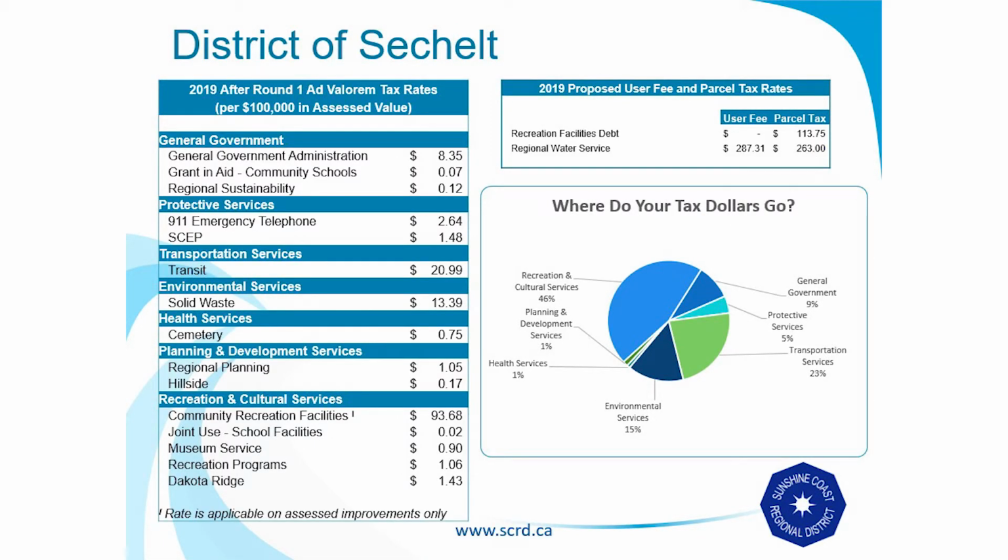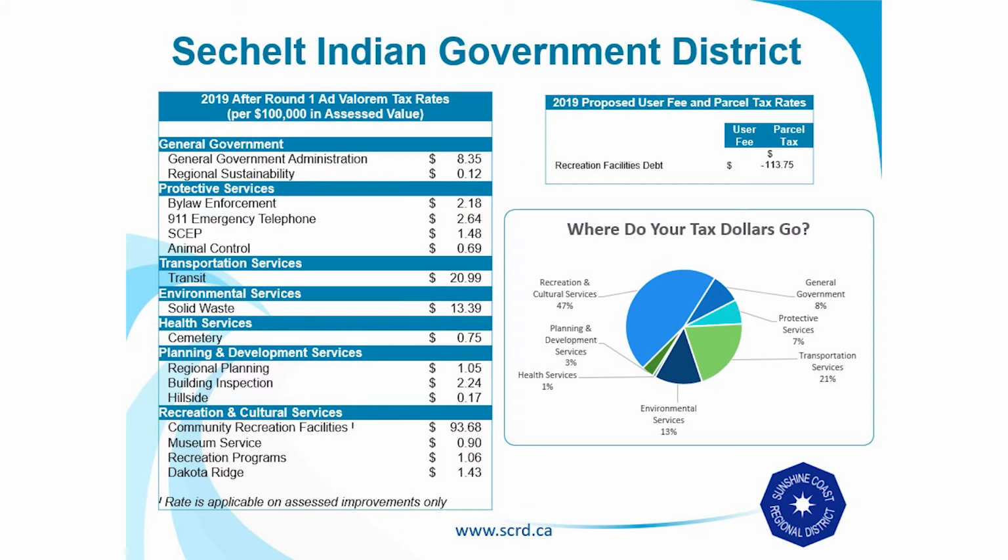For the District of Sechelt, they participate in approximately 20 of the regional district's 45 services, the majority being recreation and culture again, environmental services, which includes solid waste management, and transportation, which includes transit. For the Sechelt Indian Government District, or the Sechelt Nation, again, they participate mostly in recreation and culture, as well as our transportation and environmental services. Again, they receive approximately 20 services from the regional district.